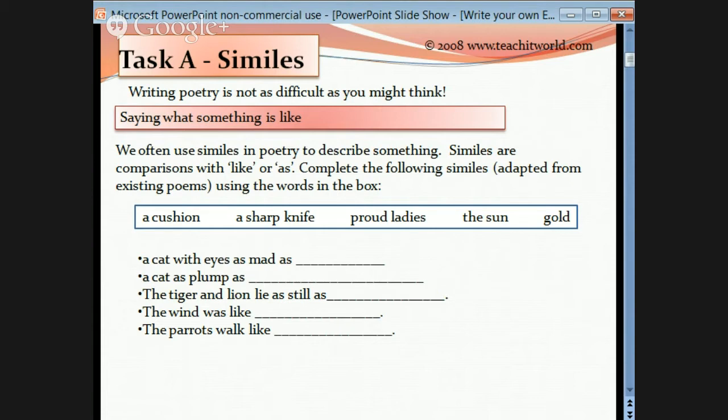The lake is like a mirror. Okay, so if you have ever seen the ocean or a lake when there are no waves and everything is still and the water reflects the trees and the sky, it's like a mirror. So this is a simile.